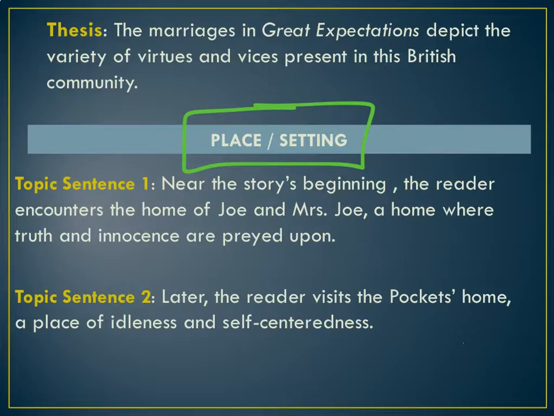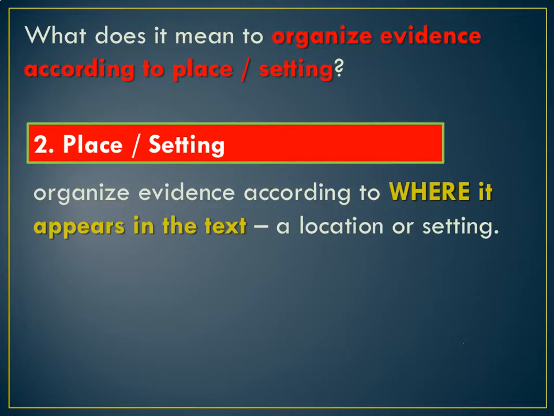for this particular argument. So all it means to organize your evidence according to place or setting is now, instead of organizing it according to when it happens, which is chronology or time, you're going to organize it according to where it happens in the text. So what specific location, what specific setting did the evidence happen in?